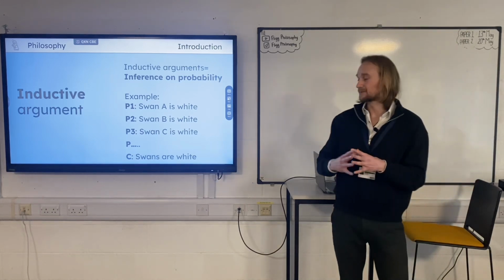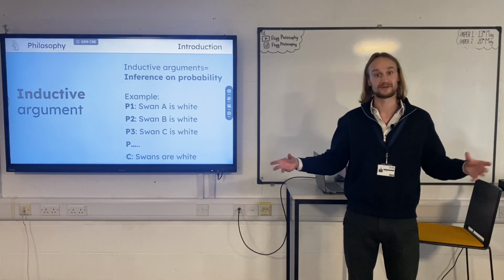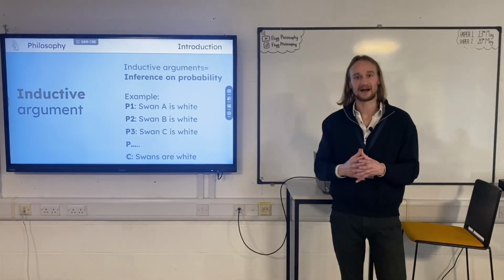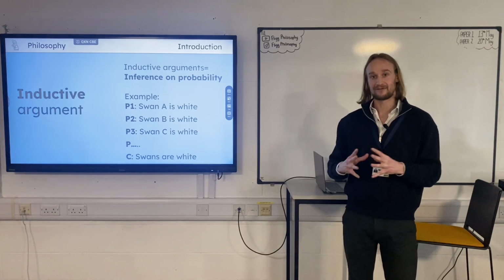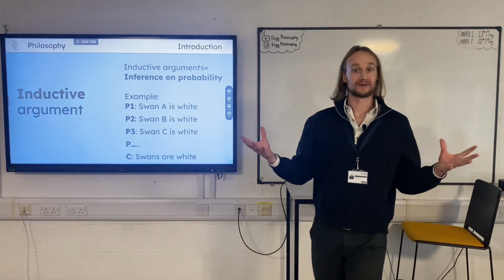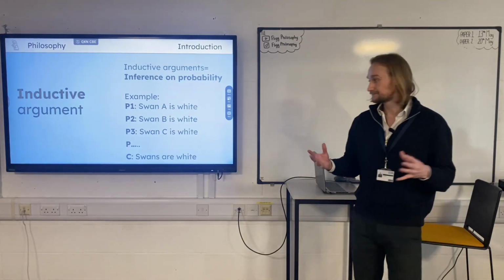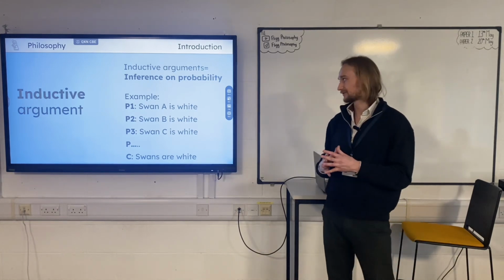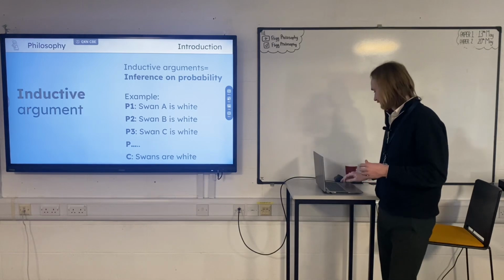We've come to this conclusion because it looks like it's the case, given that we've looked at all these swans and they all share this property of being white. However, because it's an inductive argument, it doesn't have to be true that swans are white. In fact, there are actually black swans out there. They're very rare, of course, but there are black swans. So that would make the conclusion that swans are white false, because there are black swans. So it's only an inference to the conclusion based on probability.